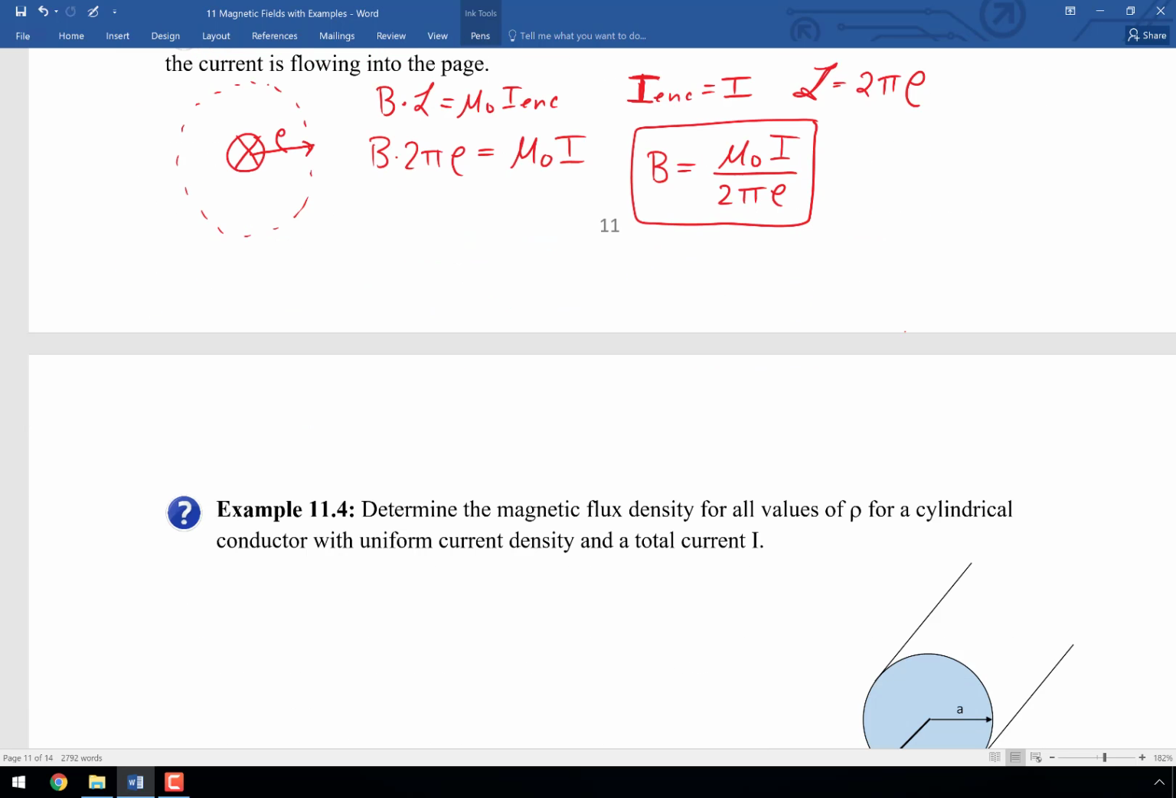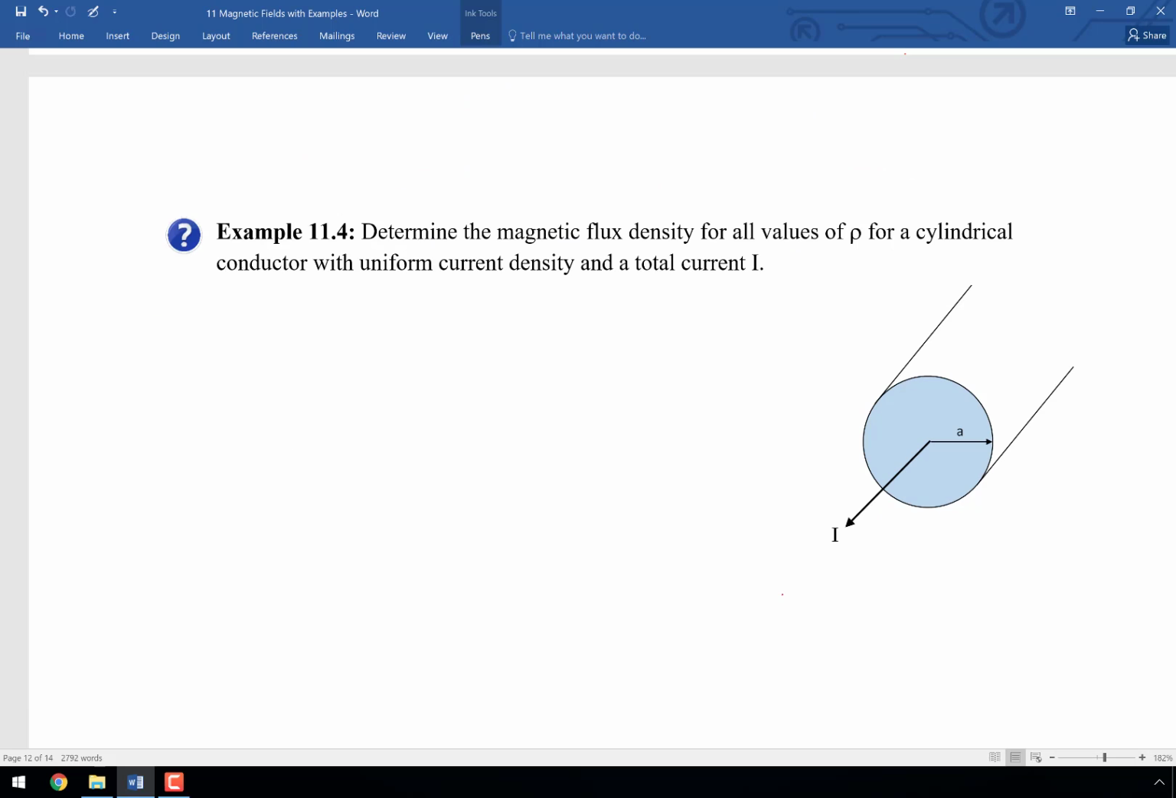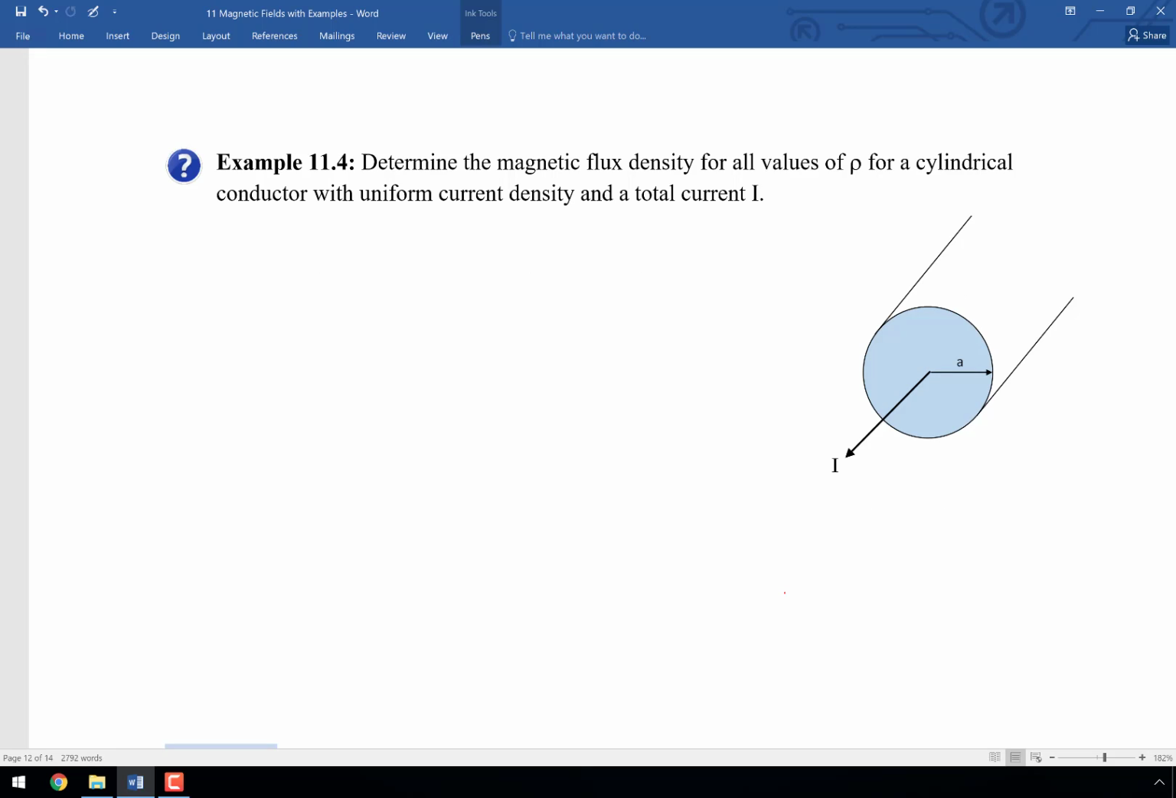Now, you might remember that in Gauss's law, I said you should be happy if you have hollow surfaces, and solid surfaces are a bit harder. Well, here's an example that is a solid surface. Determine the magnetic flux density for all values of rho for a cylindrical conductor with uniform current density and a total current of I. We're going to do the hardest case first. We're going to consider when rho is less than a. If rho is less than a, then I'm inside the conductor, and I'm not going to capture the entire value of I. I'm going to capture a portion of it, but not all of it.